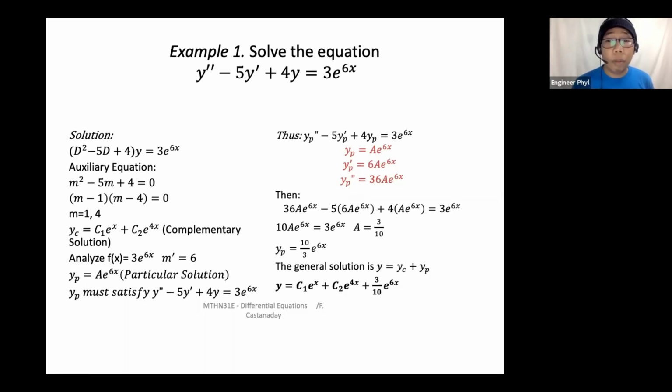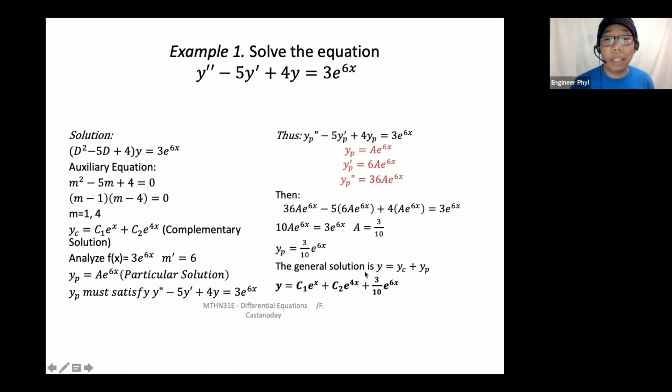Now we can determine the value of a, so canceling e raised to 6x, or equating the coefficients of e raised to 6x. So we have 10a equal to 3. Thus, a is equal to 3 over 10. Now that we have the value of a, we plug in the value of a in the given y sub p. So y sub p now is equal to, okay, let me pause for a moment and edit something. Okay, so I have now edited y sub p being 3 over 10 e raised to 6x.